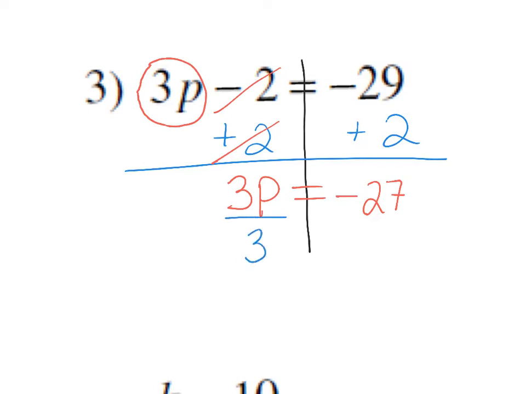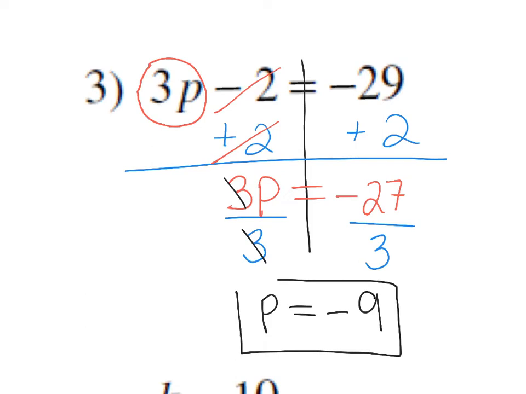Divide by 3. Divide by 3, because 3 and p, those are being multiplied. Cancel, cancel. And I'm left with p equals, and now I have a negative 27 divided by a positive 3. Remember, if they're opposites, the answer is negative. And 27 divided by 3 is 9, so p equals negative 9.